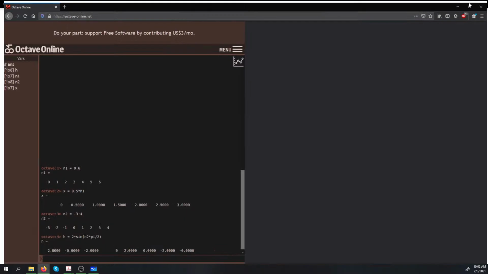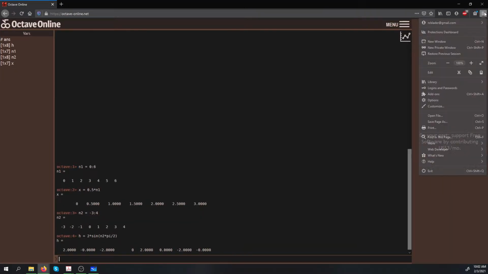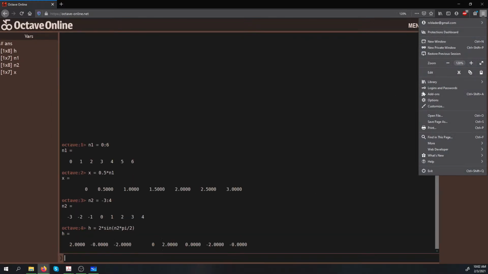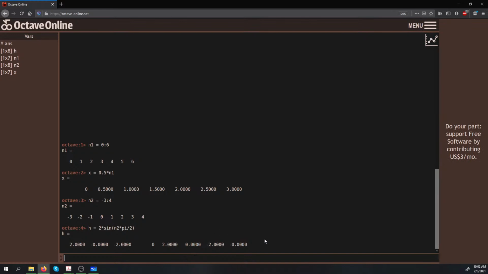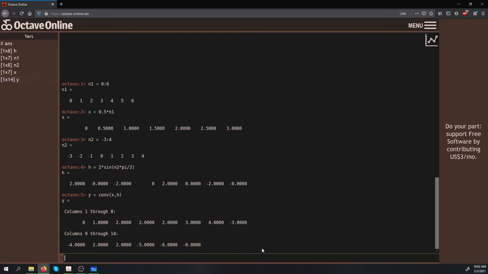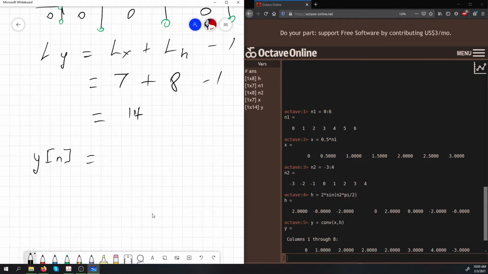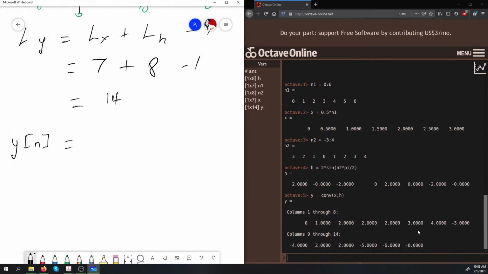Once you have the sequences here in Octave, there's a nice handy function that you can call here named conv, and we say x, h, and that gives us our convolution output. So that actually does the work for us to get the output required.